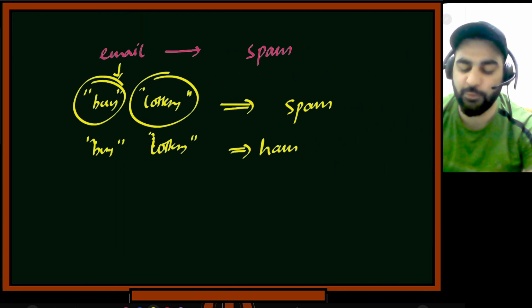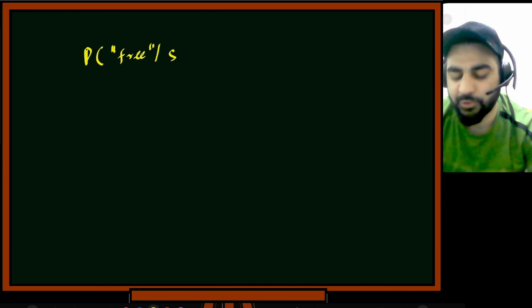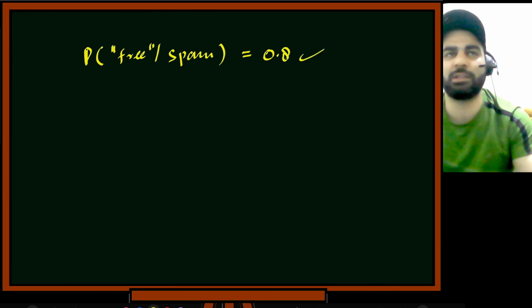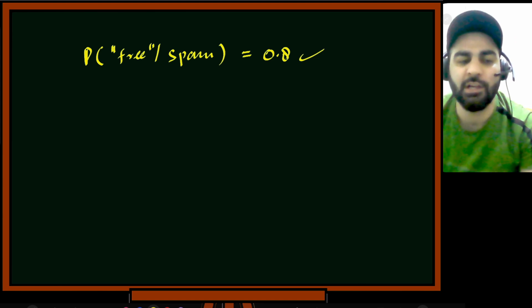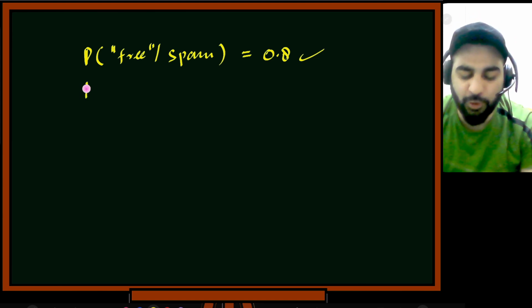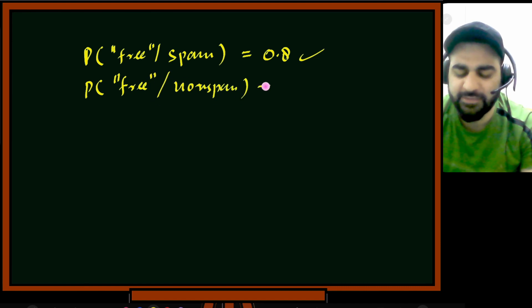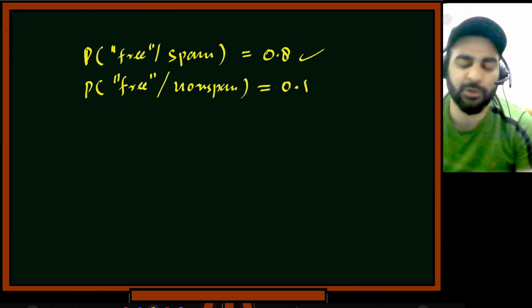If you see the probability of free given spam, it will be very high, nearly, let's suppose, 0.8 or something. In most spam emails you will see the word free, because they have to market things. The probability of free in non-spam emails is still there, but very low, around 0.1 or something. Similarly, the probability of money with respect to spam is very high.